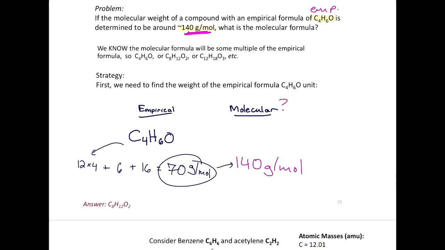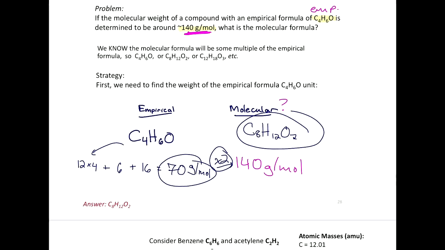Can you tell what the multiplier is in this example? Yeah, it's 2. That's how we get the multiplier. So can you tell me what the molecular formula is? It's going to be C8H12O2. Essentially, we're just comparing the mass of the empirical formula to the molar mass that's given, and we need to figure out that multiplier and work our way back up.